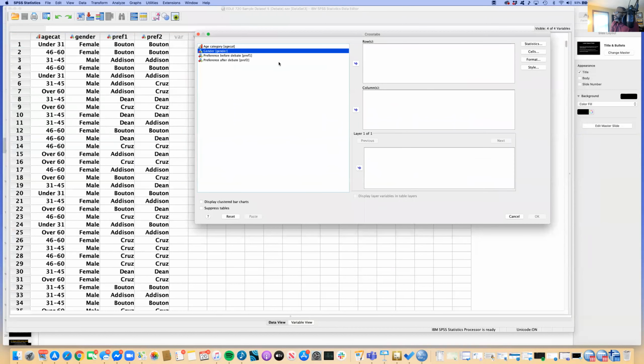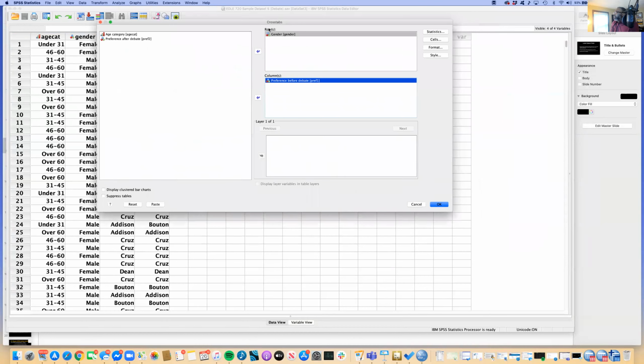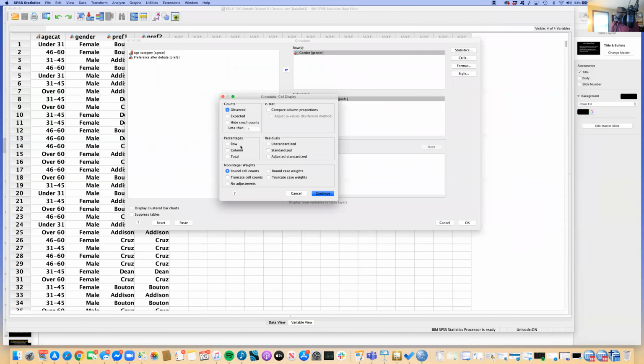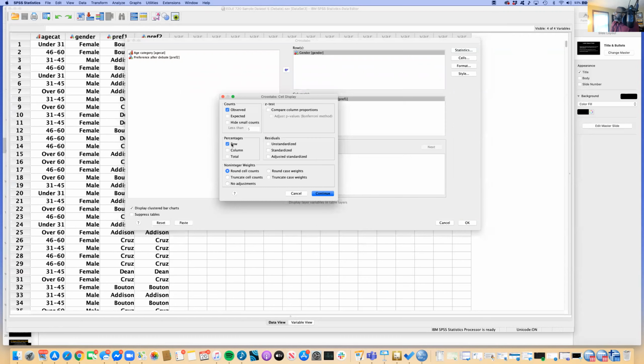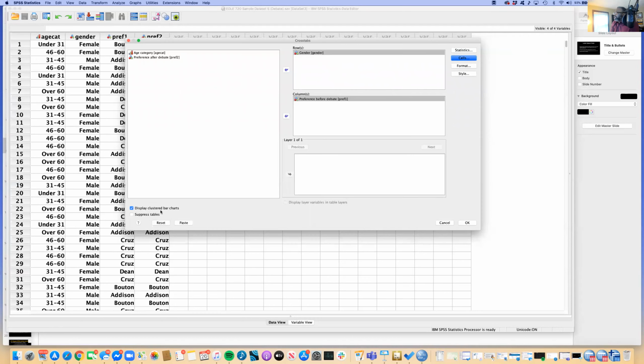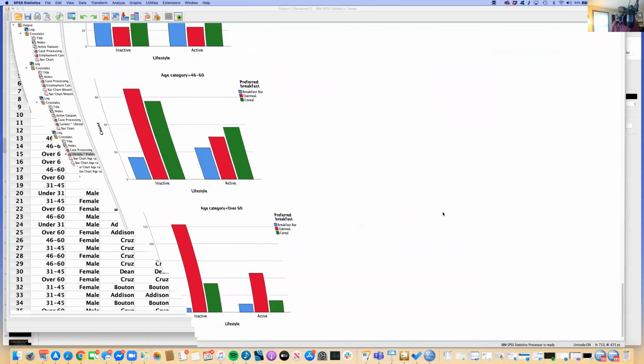So let's just take a look at gender. Put gender in row, and let's put preference before the debate. We're going to click on cells. We'll put row percentages. We'll click display clustered bar charts. So just to review quickly, gender in rows, preference before debate in columns, row percentages, and display clustered bar charts. All right, those should be your 5 choices, and we're going to go ahead and click OK here.